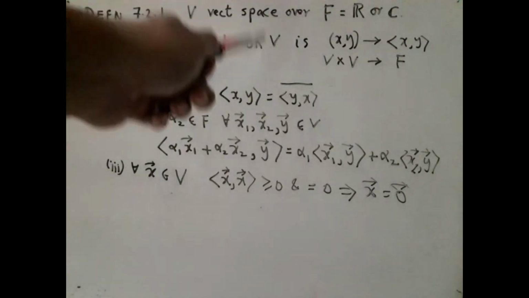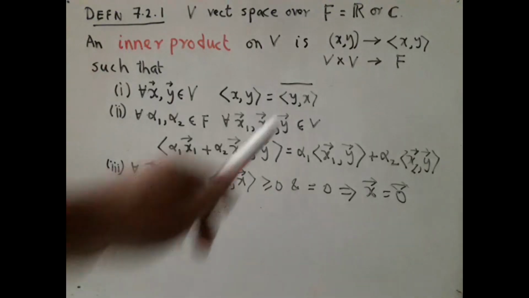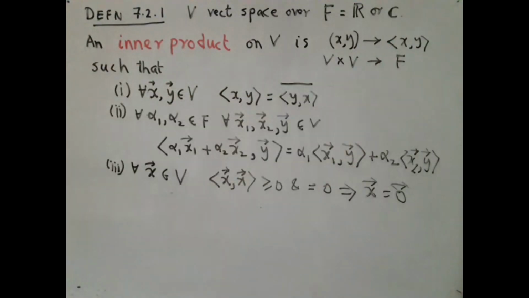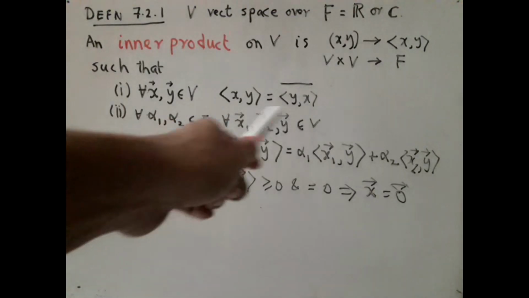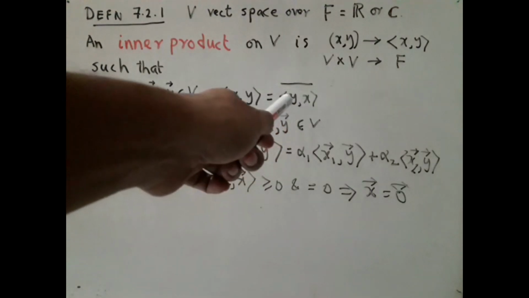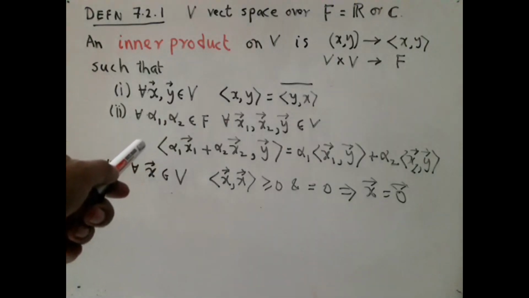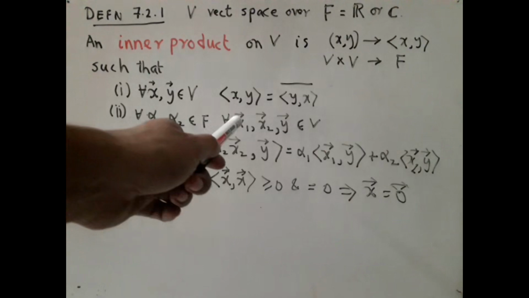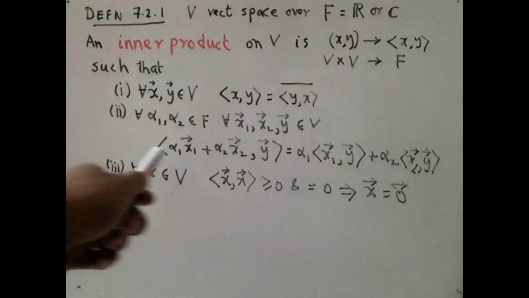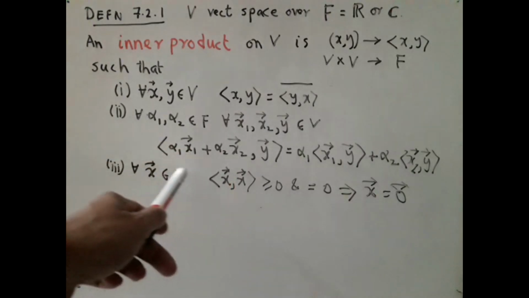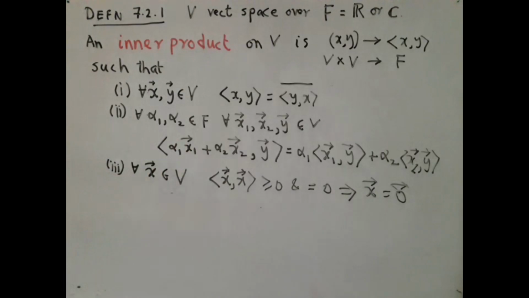An inner product on V is defined as a function from V cross V to F, which combines two vectors into a scalar, which we denote by this angle bracket notation in the book, such that it satisfies these three conditions. One, for all x, y, we have this commutativity with complex conjugate relation. This is complex conjugation. Two, some kind of distributivity: for all alpha 1, alpha 2 scalars and vectors x1, x2, y, we have this kind of distributivity. Observe that it is only given for the first component of the inner product.